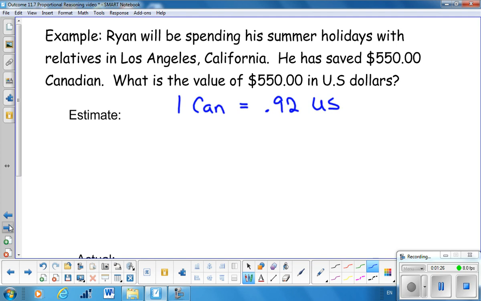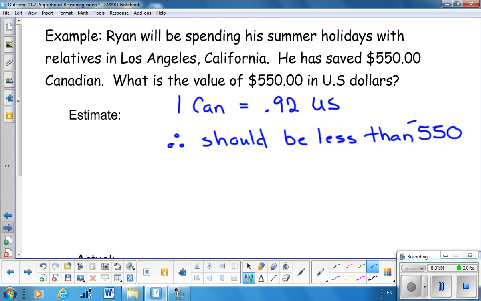Because if we look at our exchange rate, the US side is less, right? .92 is less than 1. That means that when we do our conversion, the $550 should be less once we change it into US funds. So after we do our conversion, we want our answer to be smaller than 550. So let's set up our ratio.